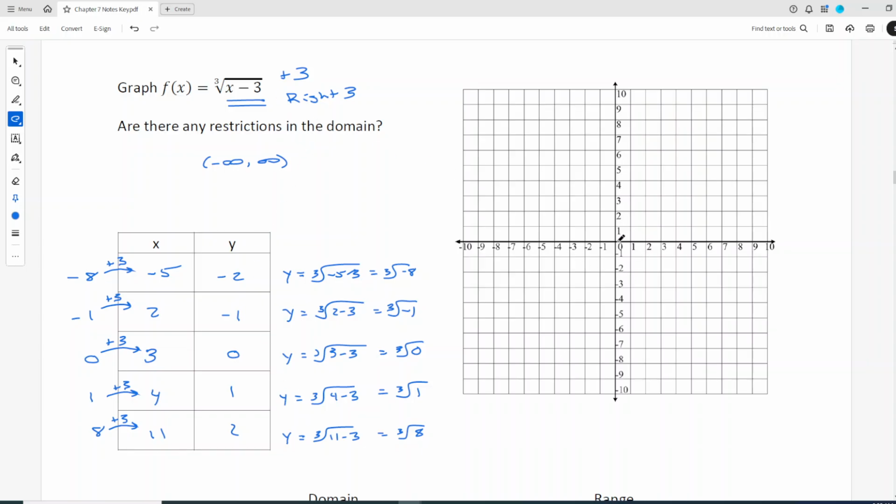Normally this graph starts at 0, 0. This one's going to start at 3, 0. I'm going to go over 1, up 1, over 8, up 2. Doesn't quite fit. Over 1, down 1, over 8, down 2. Or just plot your points: negative 5, negative 2; 2, negative 1; 3, 0; 4, 1; 11, 2, and then just connect the dots.